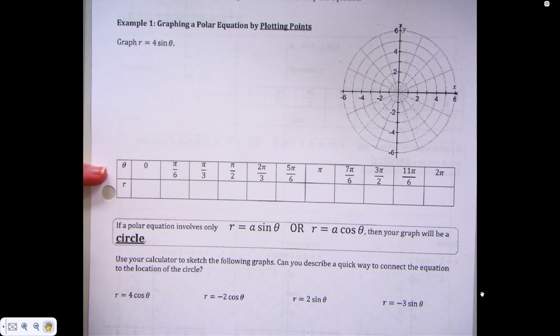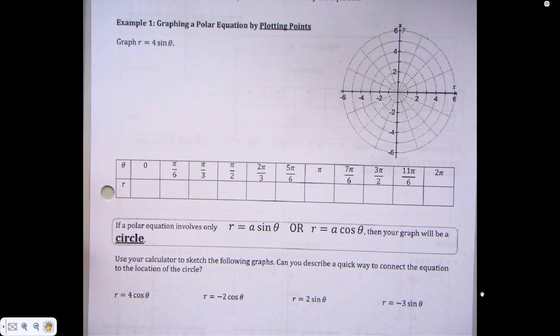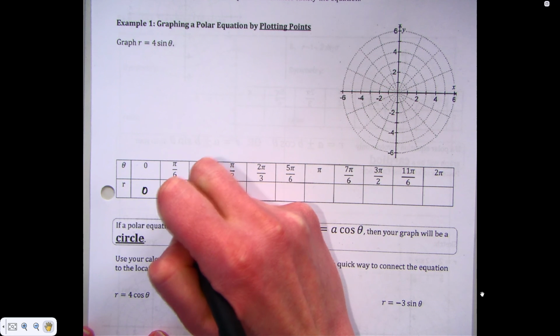Now some of them will be easy. I can plug in 0. The sine of 0 is 0. So 4 times 0 would be 0. And pi over 6, the sine of pi over 6 is a half. 4 times a half is 2.